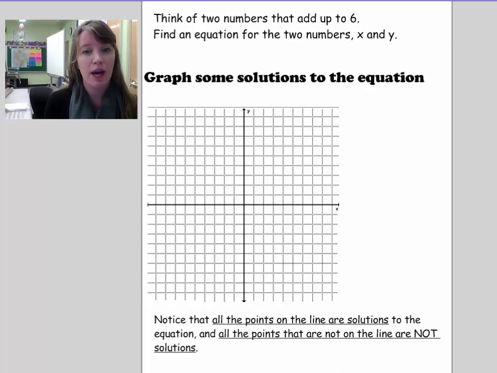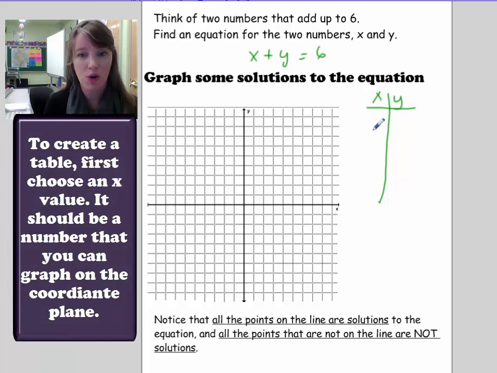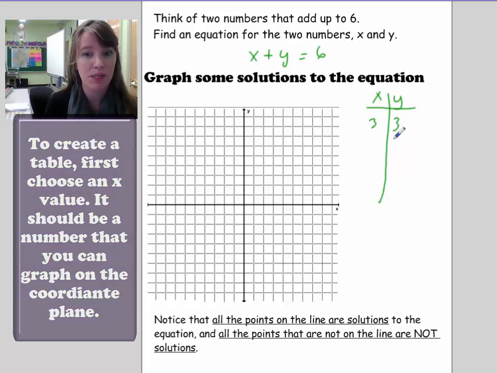Today we're going to look at creating equations and translating the equations into the geometric form of the equation, which is the graph. Let's say I ask you to think of 2 numbers that add up to 6. This can be easily represented by an equation like x plus y equals 6. I could think of some values that work by determining some values for x. We're often drawn to whole numbers, so let's pick 3. Well, y would have to be 3 in order for them to add up to 6.